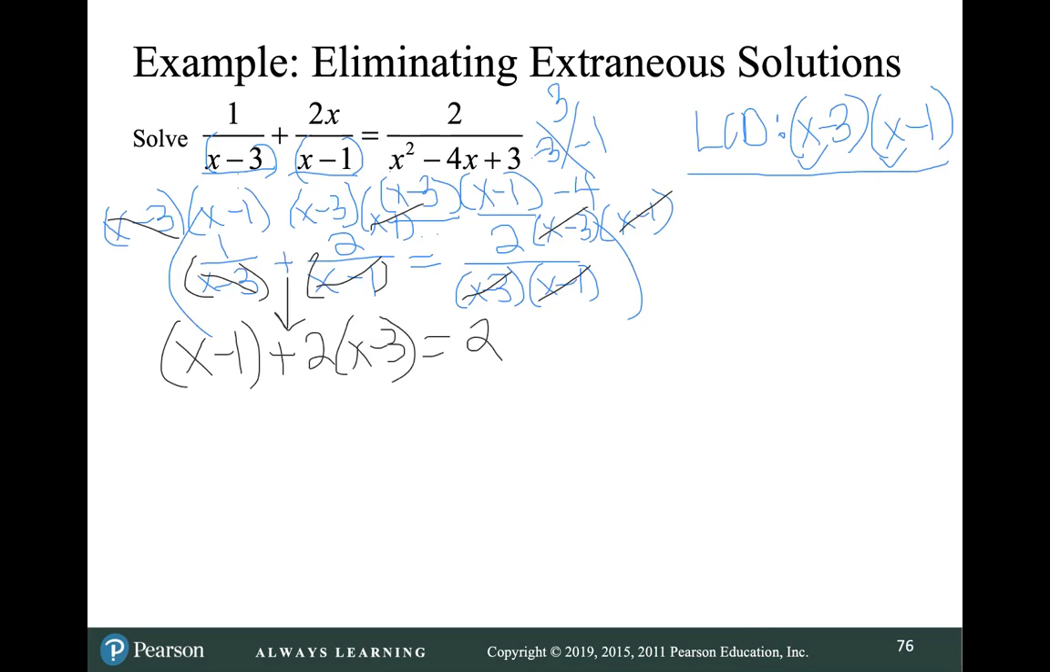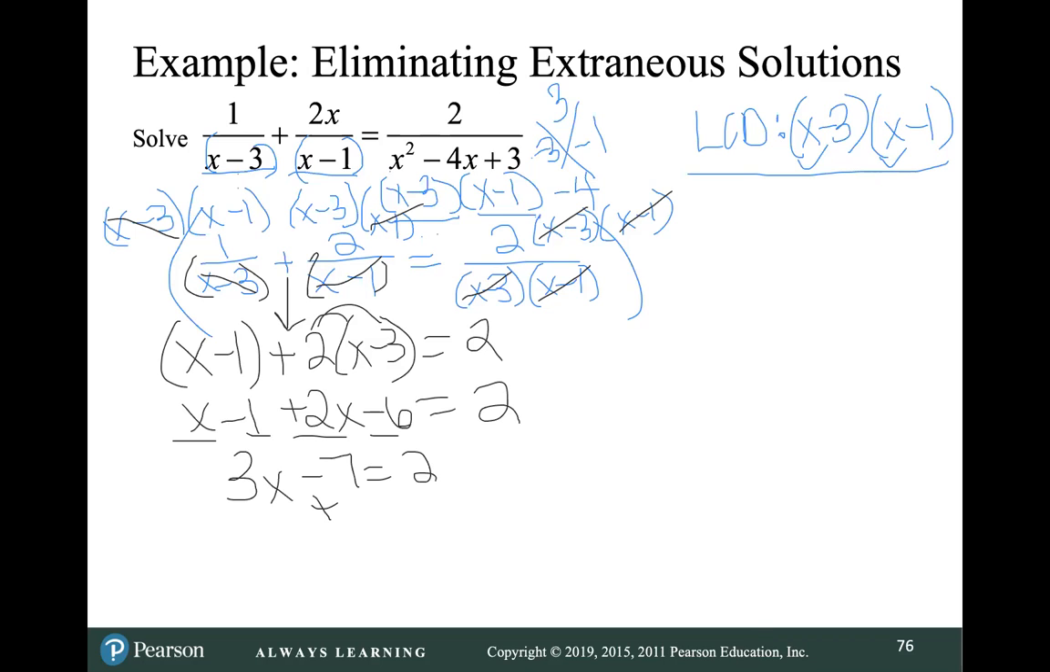We need to solve for x, so I'm going to distribute that too. x minus 1 plus 2x minus 6 equals 2. I only have first degree. I don't have any x squareds. So I want to get x on one side and the numbers on another side. So that gives me 3x minus 7 equals 2 plus 7. 3x equals 9, divided by 3. x equals 3.